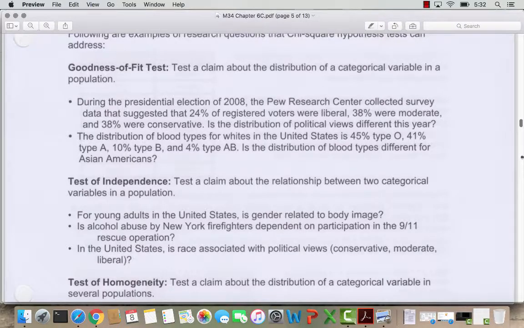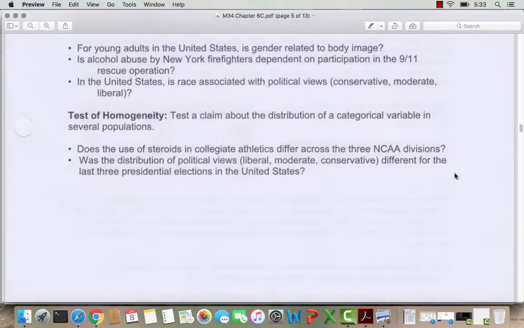So here are some examples of research questions that the chi-squared hypothesis test can address. So take a minute and pause the video and read through these. You'll see we do what we call a goodness of fit test to see if the distribution of a categorical variable fits another set of data or if it's equally distributed. A test of independence is when we're looking to see if 2 categorical variables are independent or not. And a test of homogeneity is to check if the distributions are the same across several populations or not.